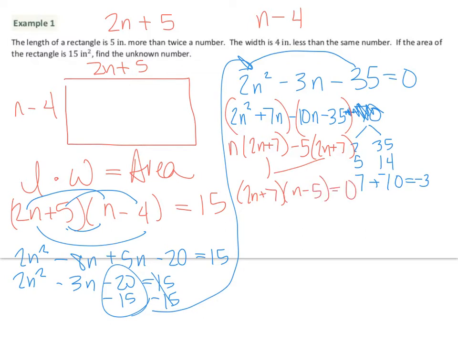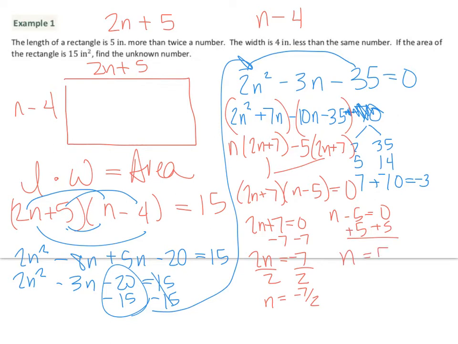Take each binomial and solve for your unknown. 2n plus 7 equals 0. 2n equals negative 7. N equals negative 7 halves. N minus 5 equals 0. Plus 5 to both sides. N equals 5. Now, again, what are we looking for?